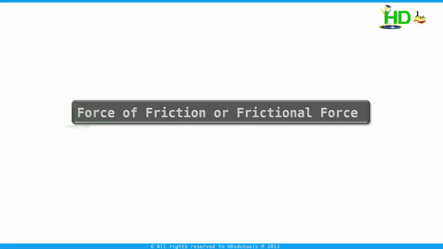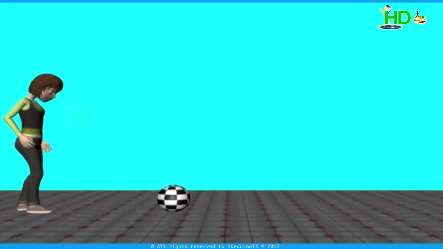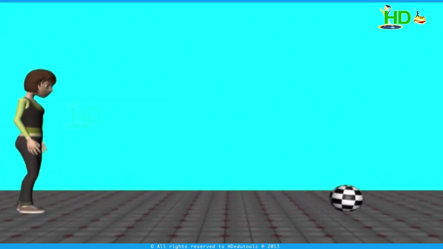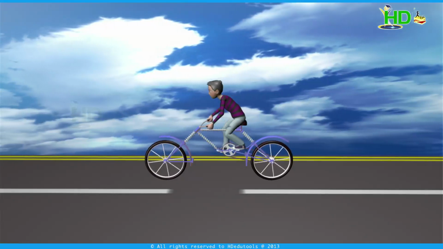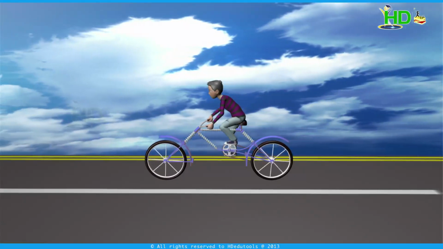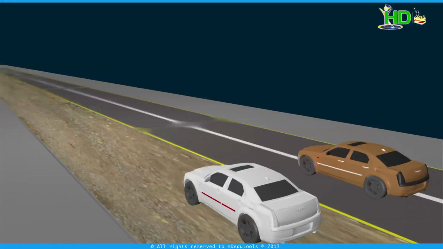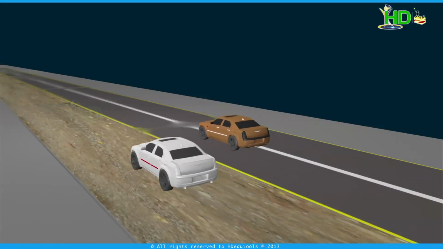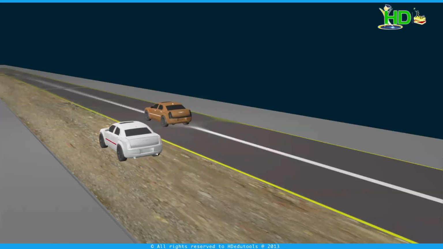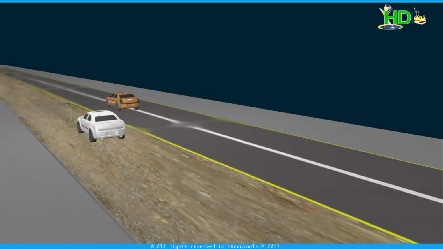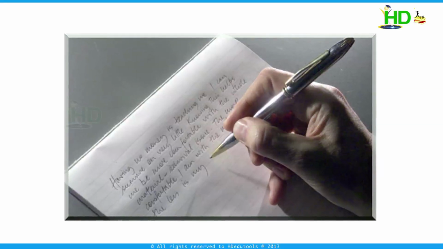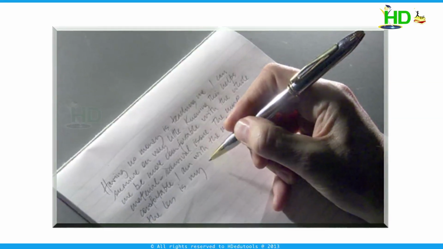Force of friction or frictional force. Roll a rubber ball on the ground. After some time, what do you observe? It will stop. Similarly, when you stop pedaling a cycle, after some time it will come to rest. It is easy to move a vehicle on a smooth road compared to on an irregular road. It is easy to write on a rough paper compared to a smooth paper.